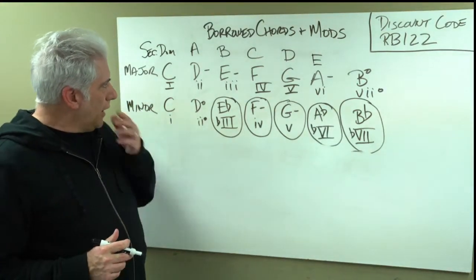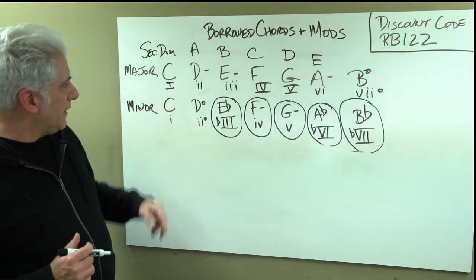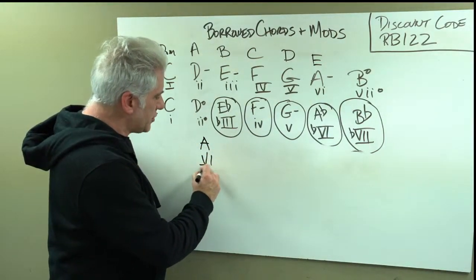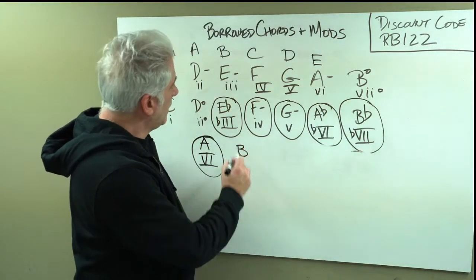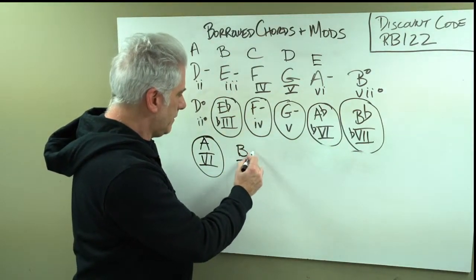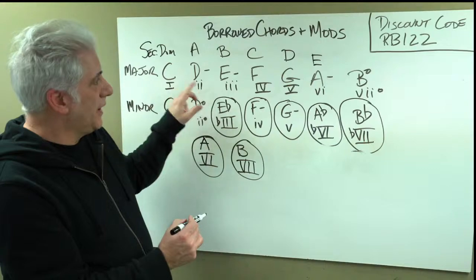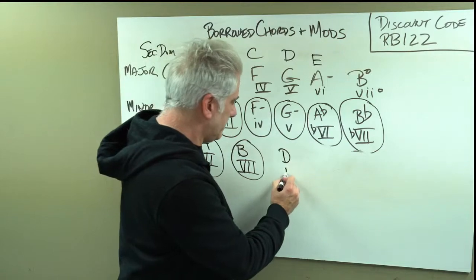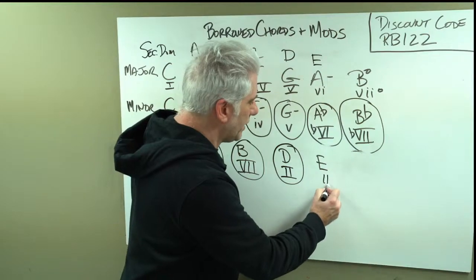Okay. I'm going to go back to the secondary dominants here and say what these things are in relation to the key of C. So A major would be the 6 major. B major, which is the secondary dominant, would be the 7 major. Obviously, C major is the same as this. D major is the major 2. And E major is the major 3.